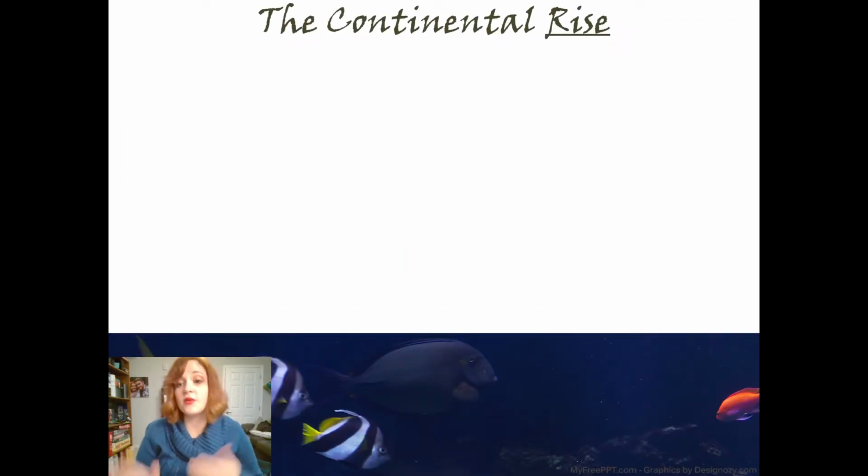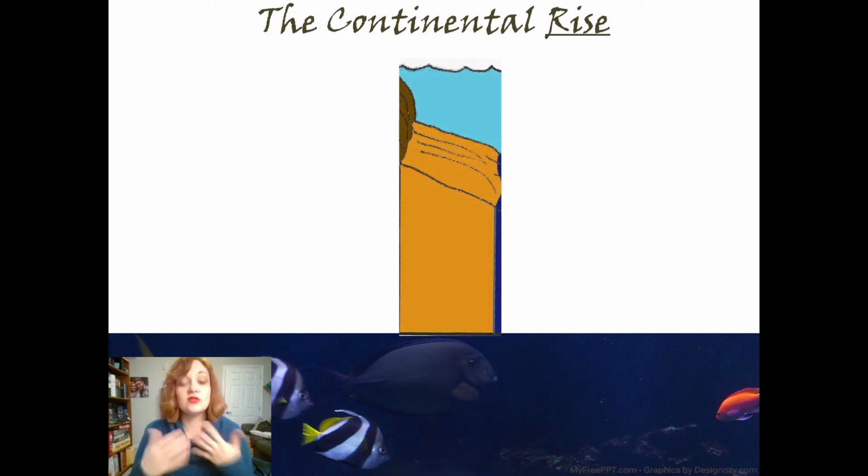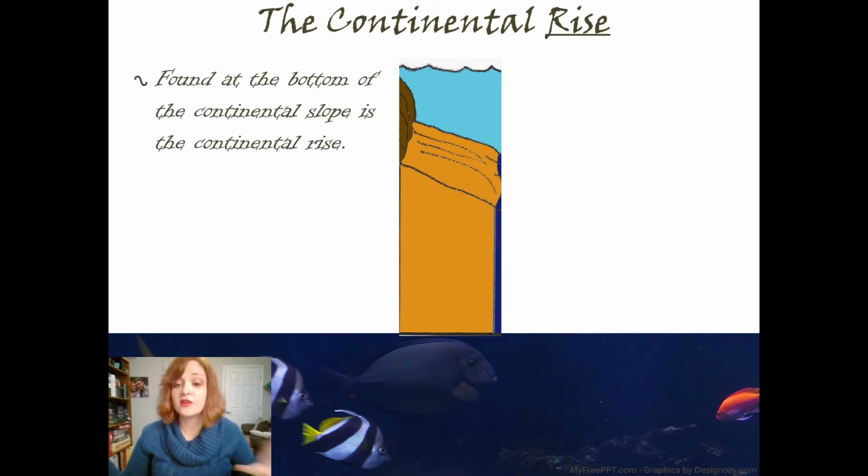All right, then we come to our continental rise. If you haven't figured it out yet, we're still kind of dealing with the continent since all three of these ocean floor sections have the word continent in them. Continental shelf, continental slope, continental rise. All right, so this, I used orange to separate it from our other parts of the ocean floor. It is found at the bottom of the continental slope. That makes logical sense. It's where we're going.